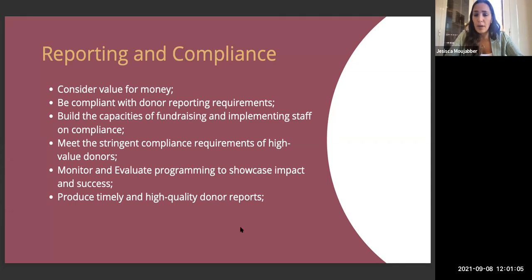And specifically with the requirements, I also mean the M&E data, because that is the data that showcases your work. That is really when the donor cannot see what you're doing on the ground, the data and the reports are the reflection of what you've been doing. So producing timely and high quality donor reports is very important to actually keep this relationship.